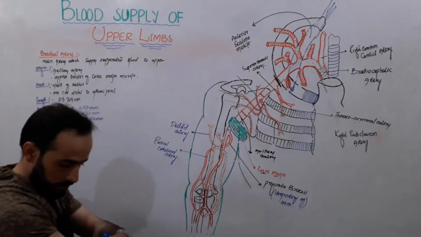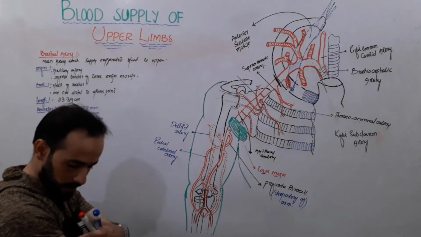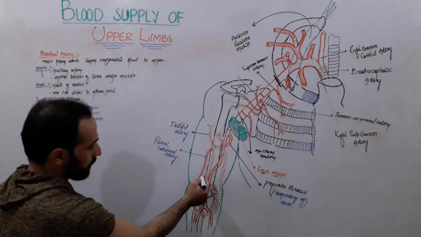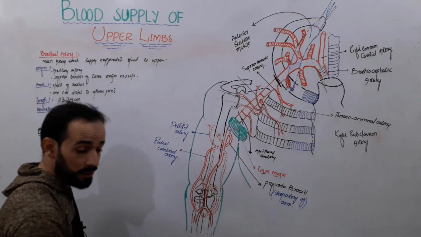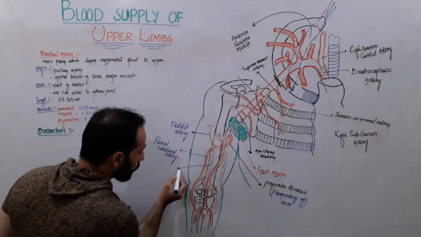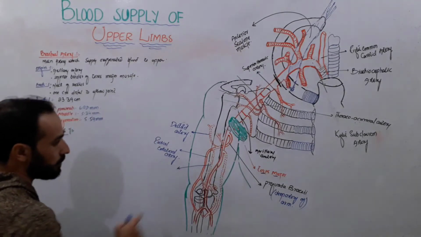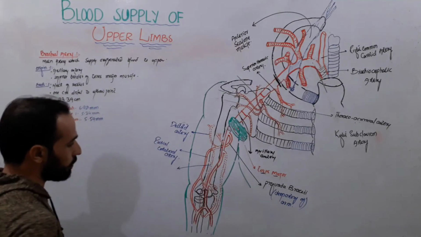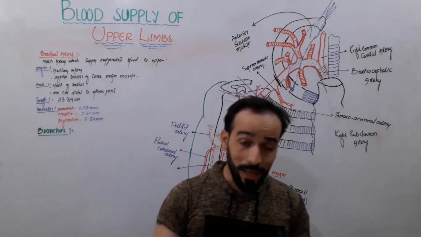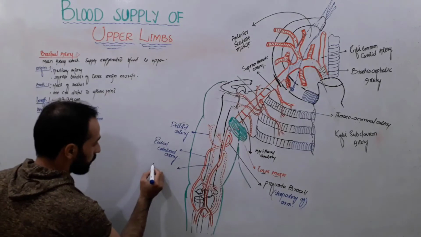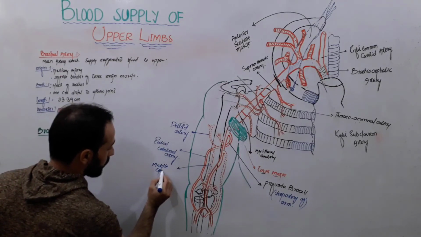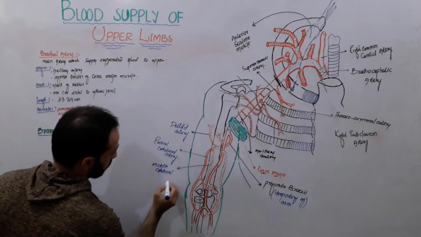Look, it comes like this, a little bit anteriorly. That's why I have drawn it a little bit darker, right? Then this artery, which is posterior to the humerus bone, is called the middle collateral artery, right? This is our middle collateral artery.